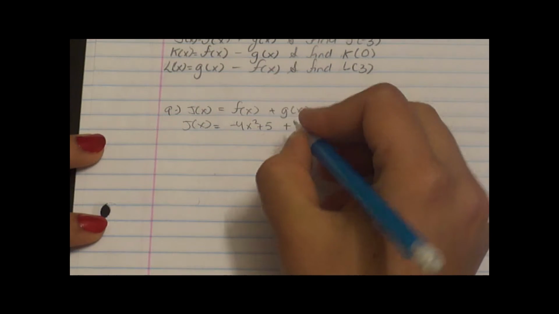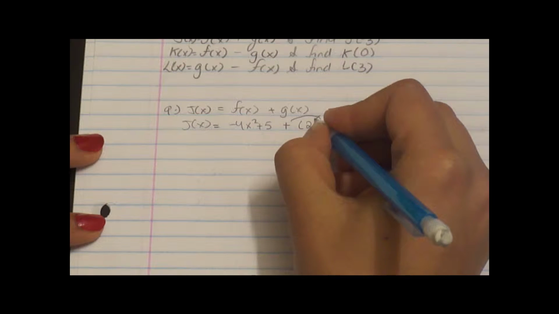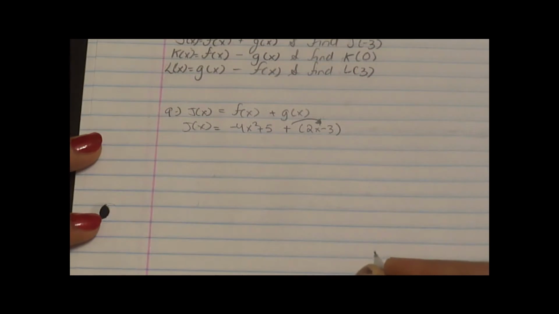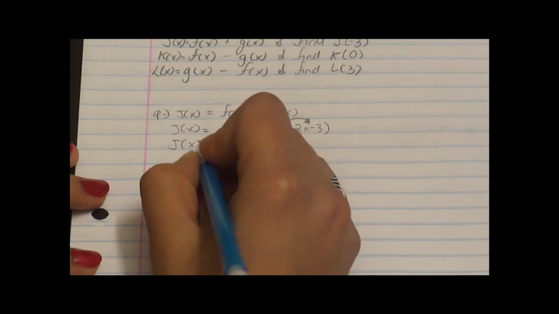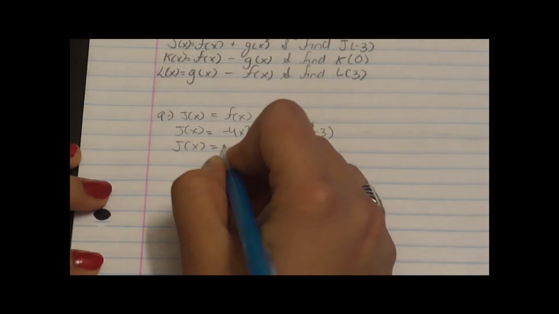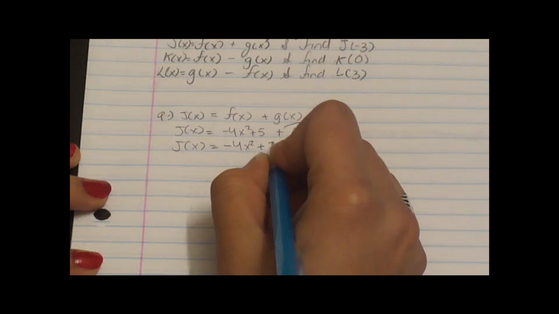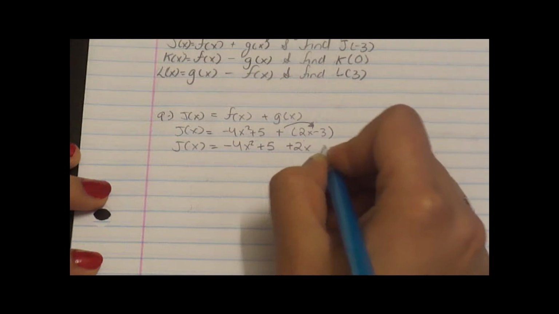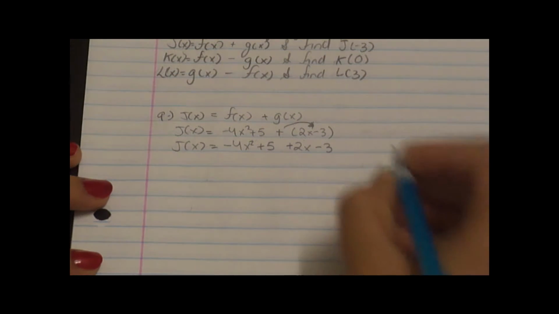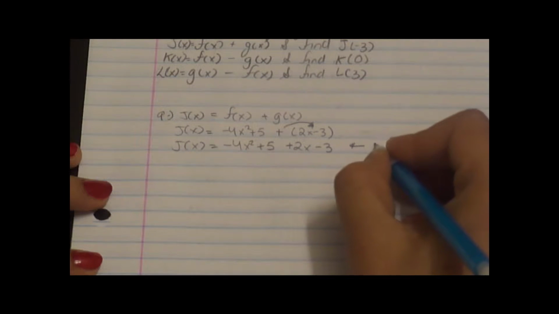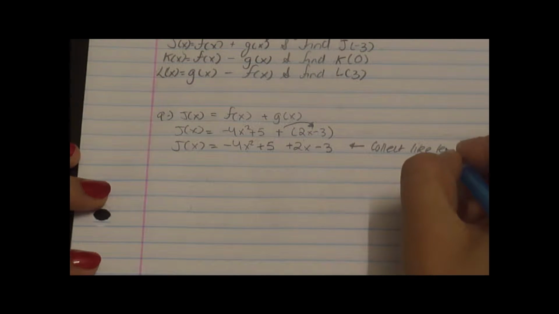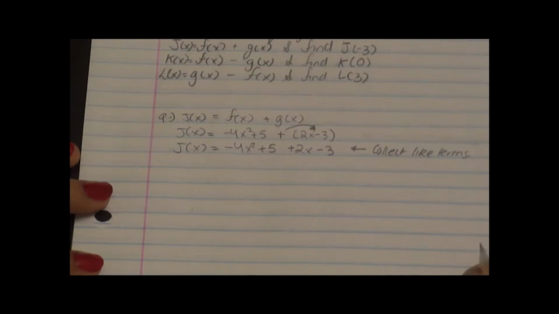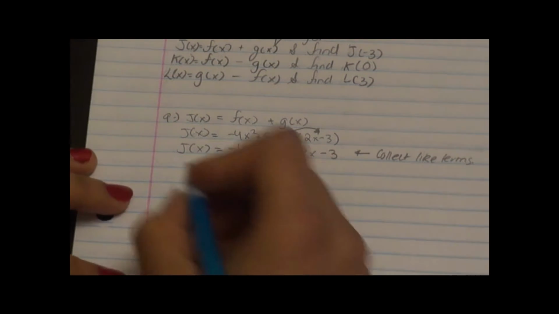So for this, you're going to distribute the positive sign inside the brackets. Since it's positive, it won't really make that much of a difference. So we'll go ahead and expand this, and we get negative 4x squared plus 5 plus 2x minus 3. So now with this step, we'll collect like terms to make the expression smaller and easier for us to comprehend.